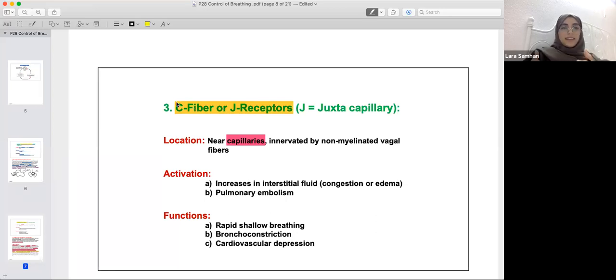So basically, focusing on this part, we have C fiber and J receptor. They are located in the lungs. To be more specific, they are available all the way near the capillaries, and they are innervated by non-myelinated fibers. So the first and the second type of pulmonary reflex, we said they are innervated by myelinated or by non-myelinated. For the C fiber and J receptor, it's non-myelinated. What about the first two types? Just tell me in the chat, is it myelinated or non-myelinated?